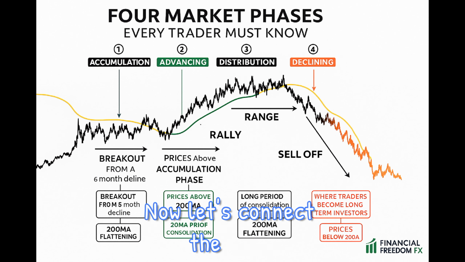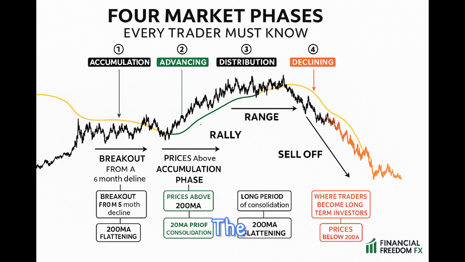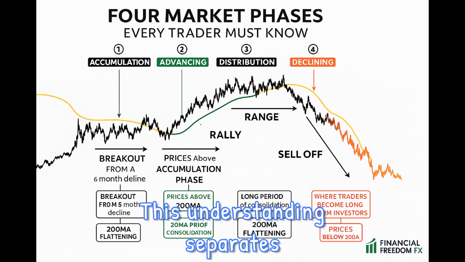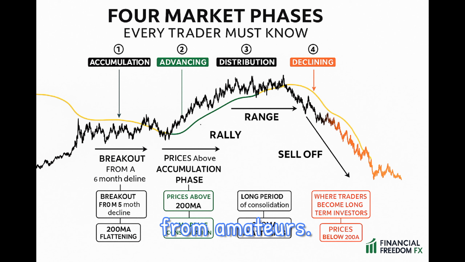Now let's connect the dots. The impulses and rallies in the earlier charts occurred during the advancing phase. The corrections and ranges are part of accumulation and distribution. The breakout and sell-off represent the declining phase. So you're not just seeing separate setups, you're witnessing the full market cycle. This understanding separates professional traders from amateurs.